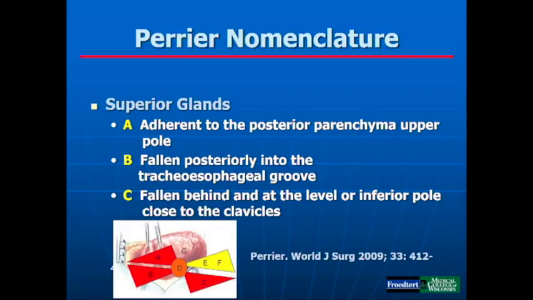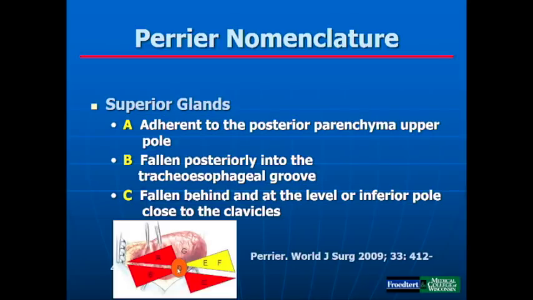The B glands are behind the thyroid, at the posterior mid and upper pole of the thyroid gland. C glands are also superior, but much more inferior in location because the origin of the pedicle is from the upper head and upper pedicle. It's a gland that falls behind and posterior and close to the inferior pole of the thyroid gland and close to the clavicle. But these are posterior glands.